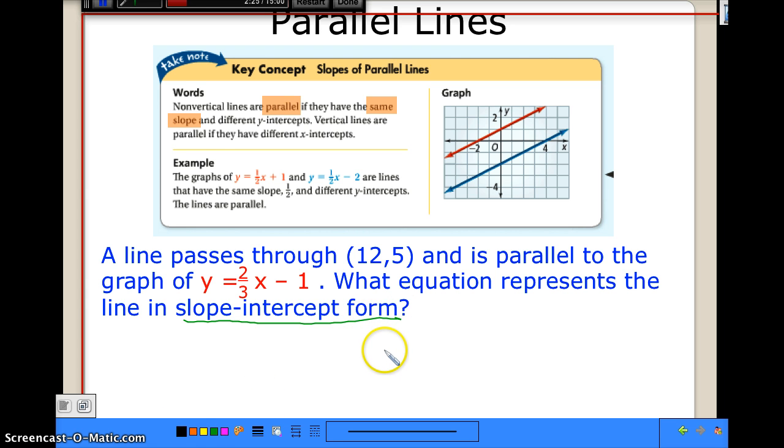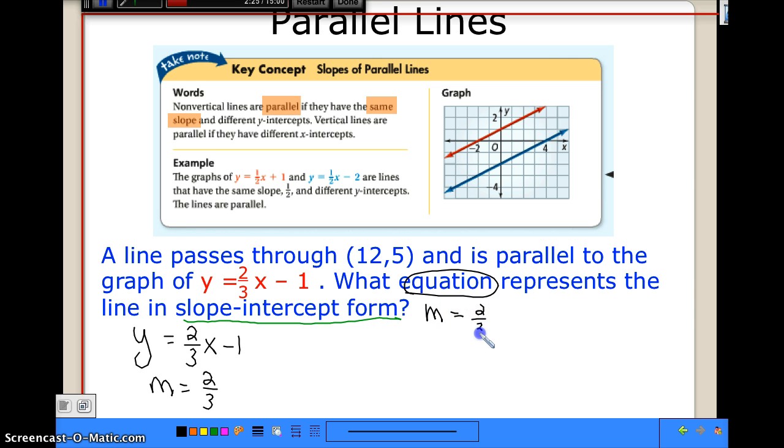And we know that they're parallel. So if I were you, there's a couple things we could do. First of all, the equation they're giving us is in slope-intercept form. So I know that the slope of this line is equal to 2/3, which means that the equation they want me to build that's going to be parallel to it is going to have the same slope, which is going to be 2/3. I also know that it has to go through the point 12, 5.